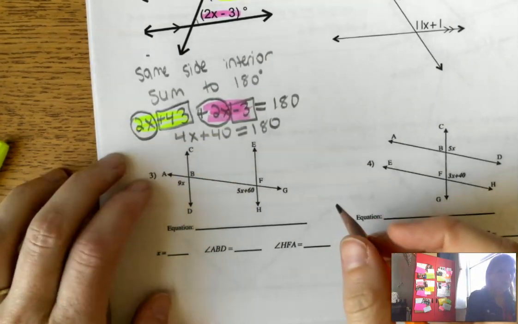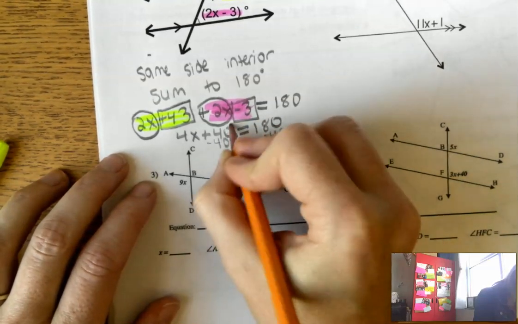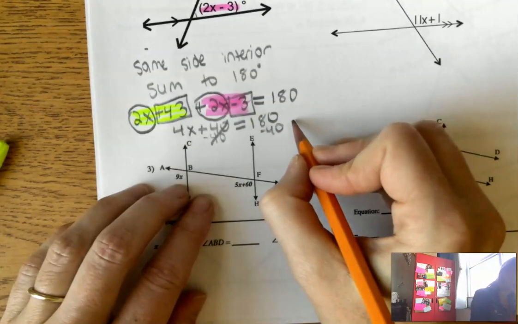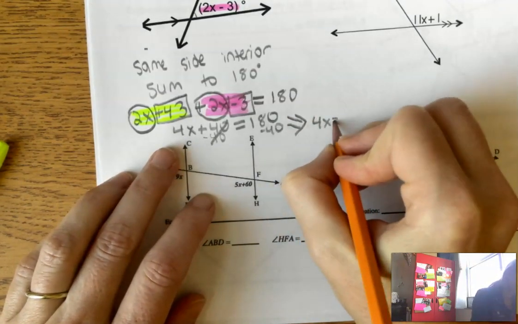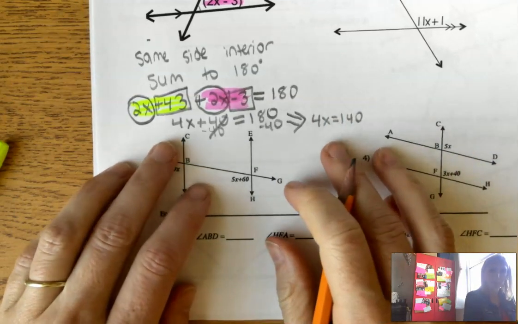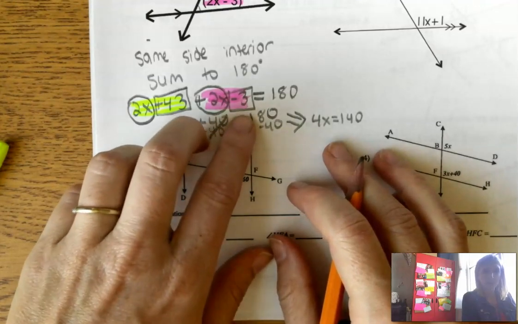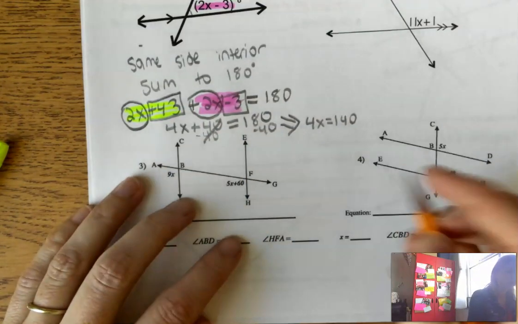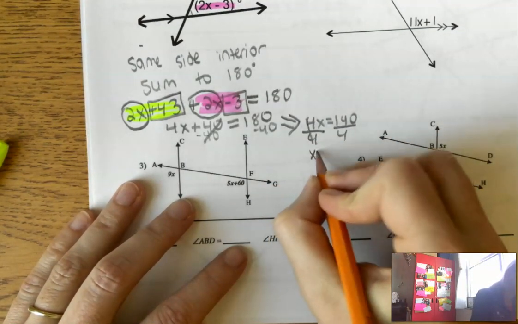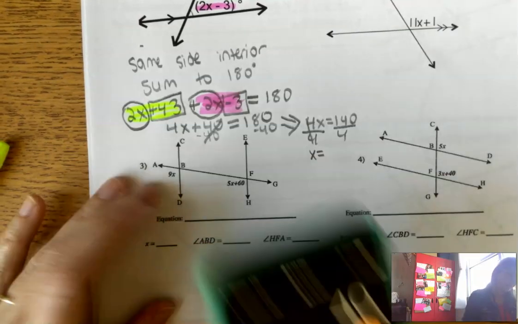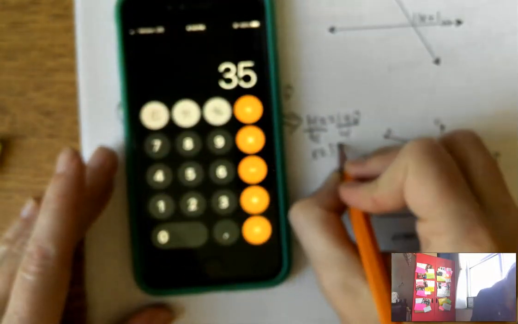I'm trying to solve for x, so I'm going to subtract 40 on both sides. I'm running out of room, so I'm going to move my problem right here. I'm left with 4x is equal to 140. I only have a 4x on this side because I canceled out the 40, and then 180 minus 40 gives me 140. My last step is to divide both sides by 4, and I get x is equal to 35.